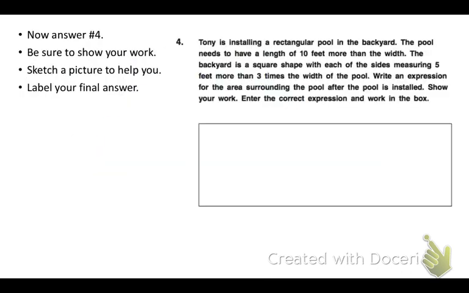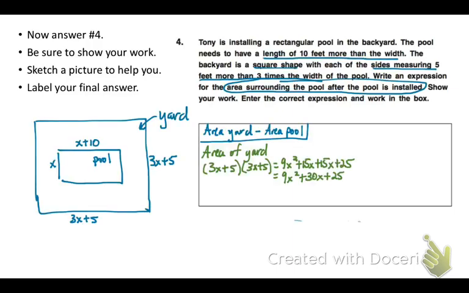All right, one more bit. So Tony is installing a rectangular pool in the backyard. The pool needs to have a length of 10 feet more than its width. The backyard is a square shape with each of the sides measuring 5 feet more than 3 times the width of the pool. Write an expression for the area surrounding the pool after the pool is installed. Show your work.